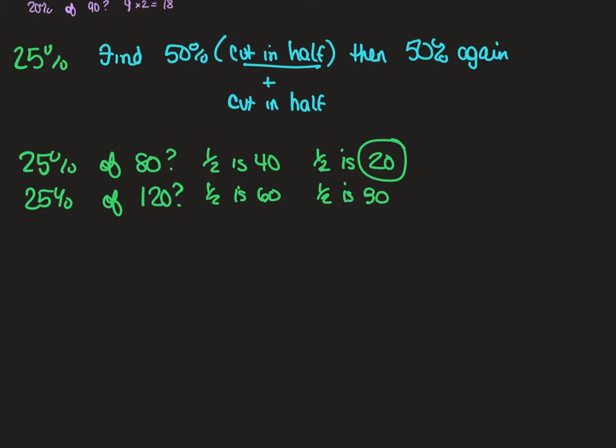Let's do one more. 25% of 600. Let's go really big, 600. Half and half again. Did you figure it out? 150. Because half is 300 and half again, half of 300 is 150.